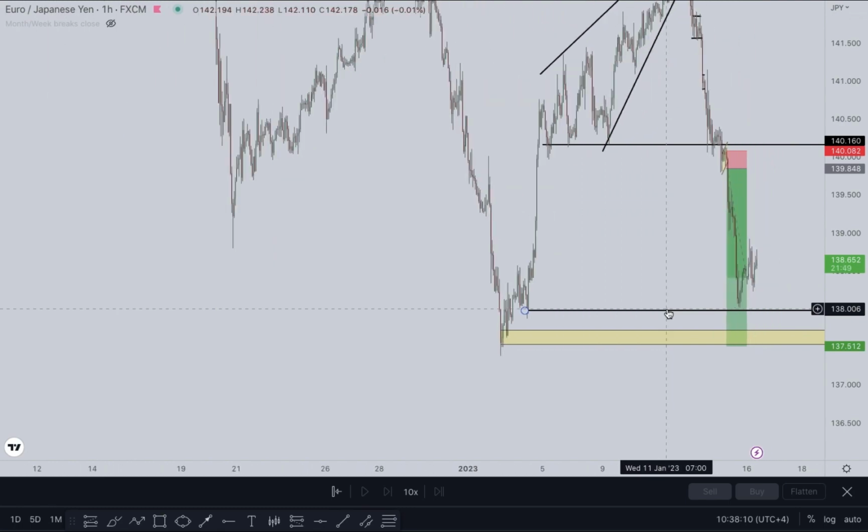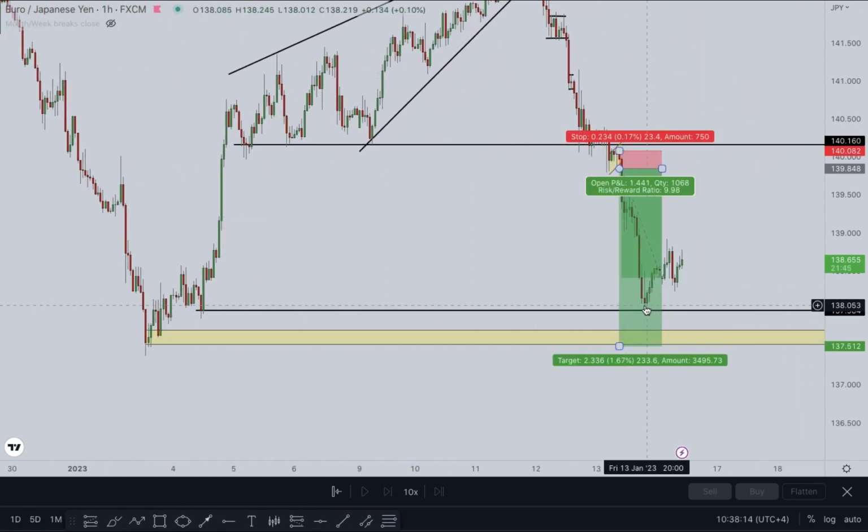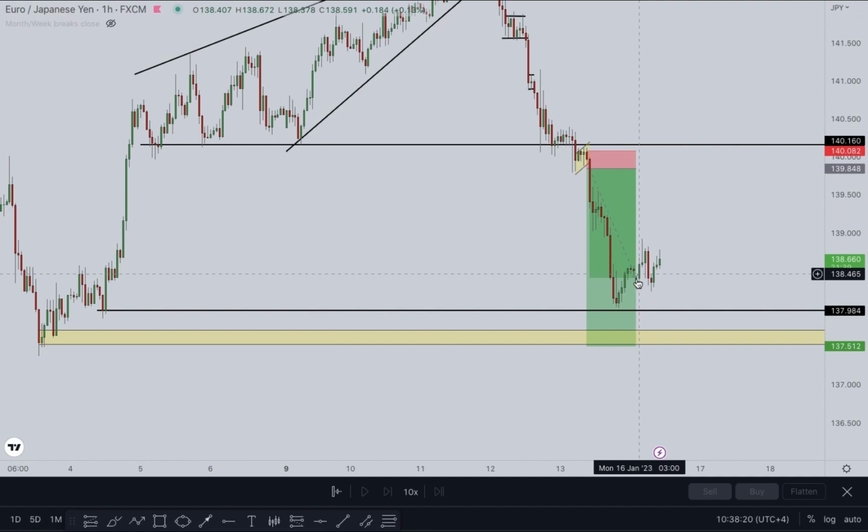Now the 1 hour time frame, this was also a level that I was looking at since it was Friday. I didn't want to hold this trade over the weekend, right? So when price got here, we started rejecting, pulling to the upside. I just closed the trade.